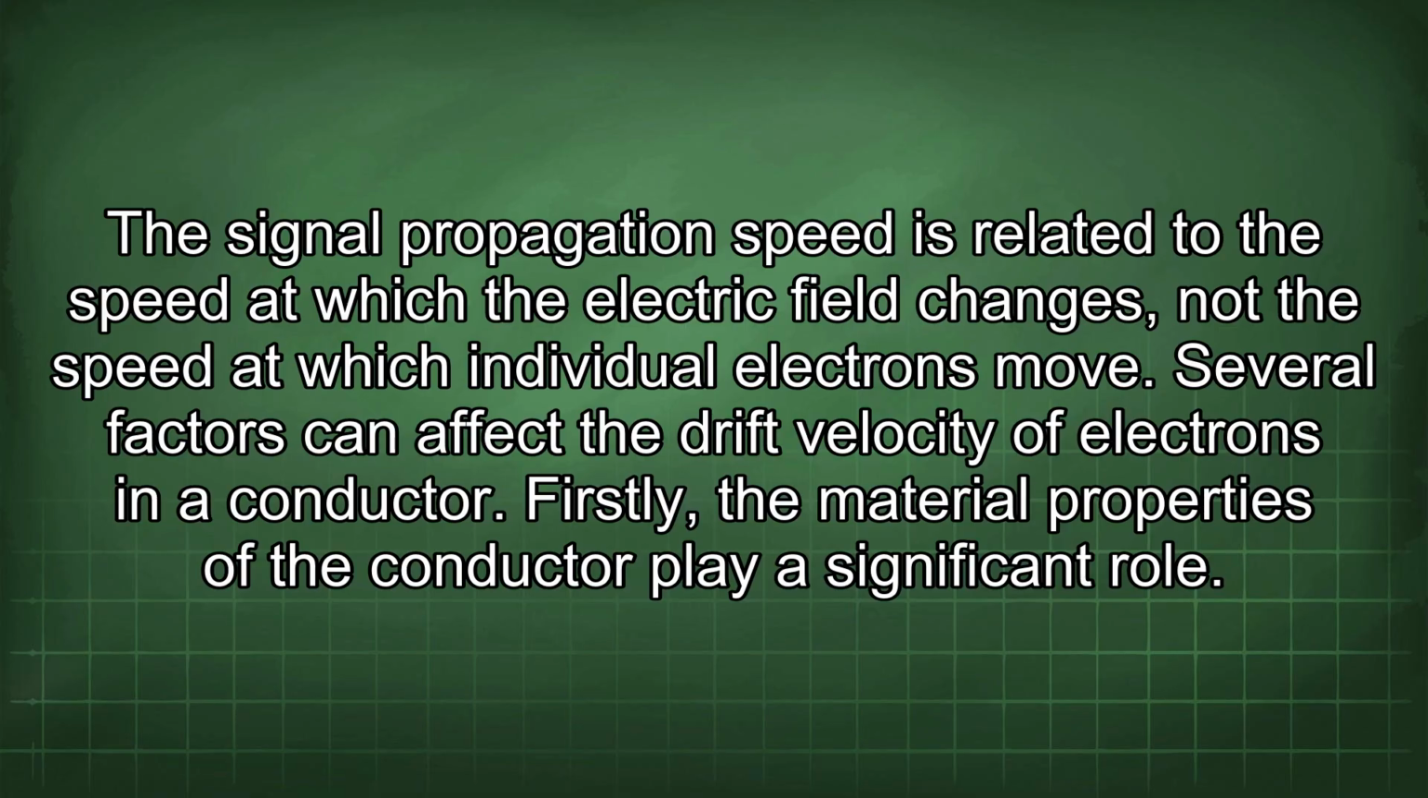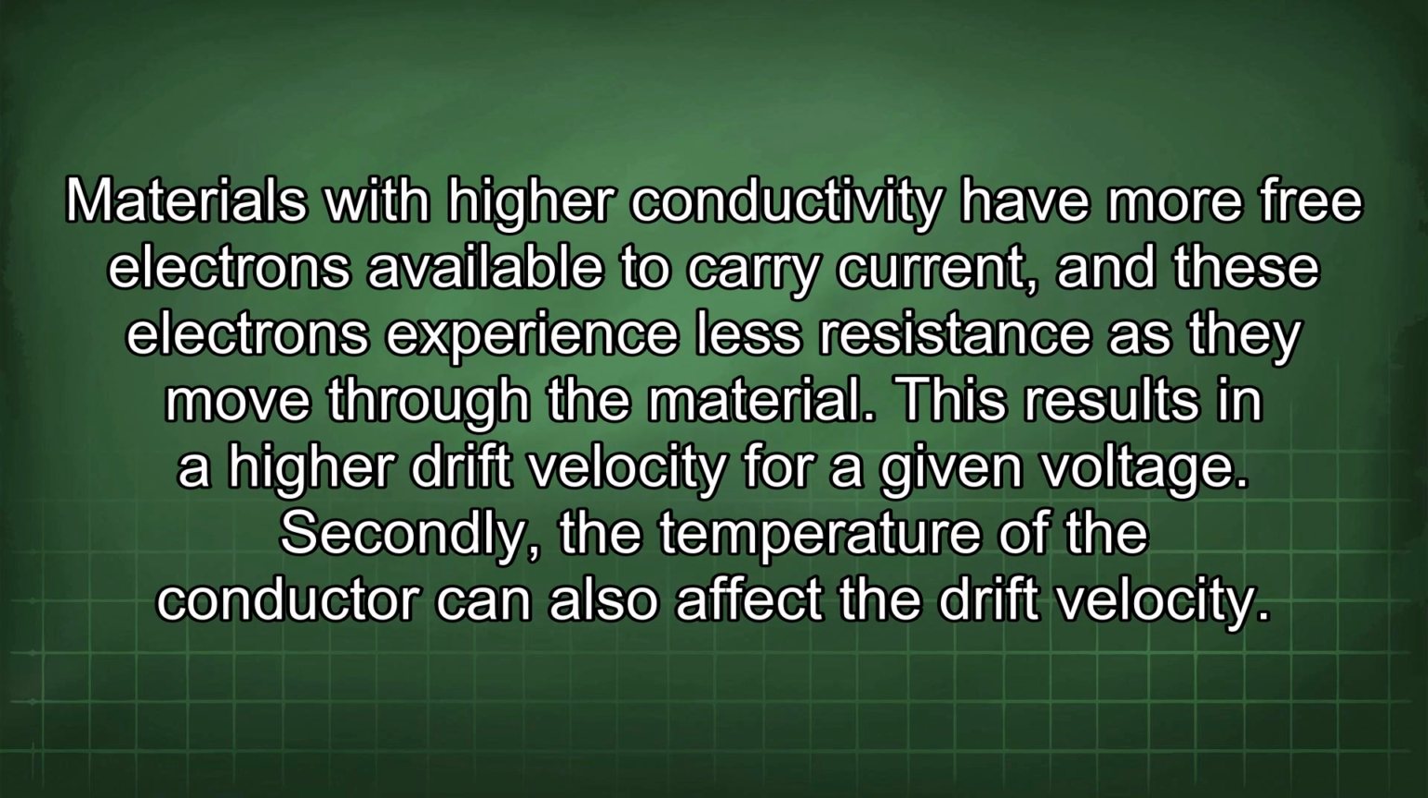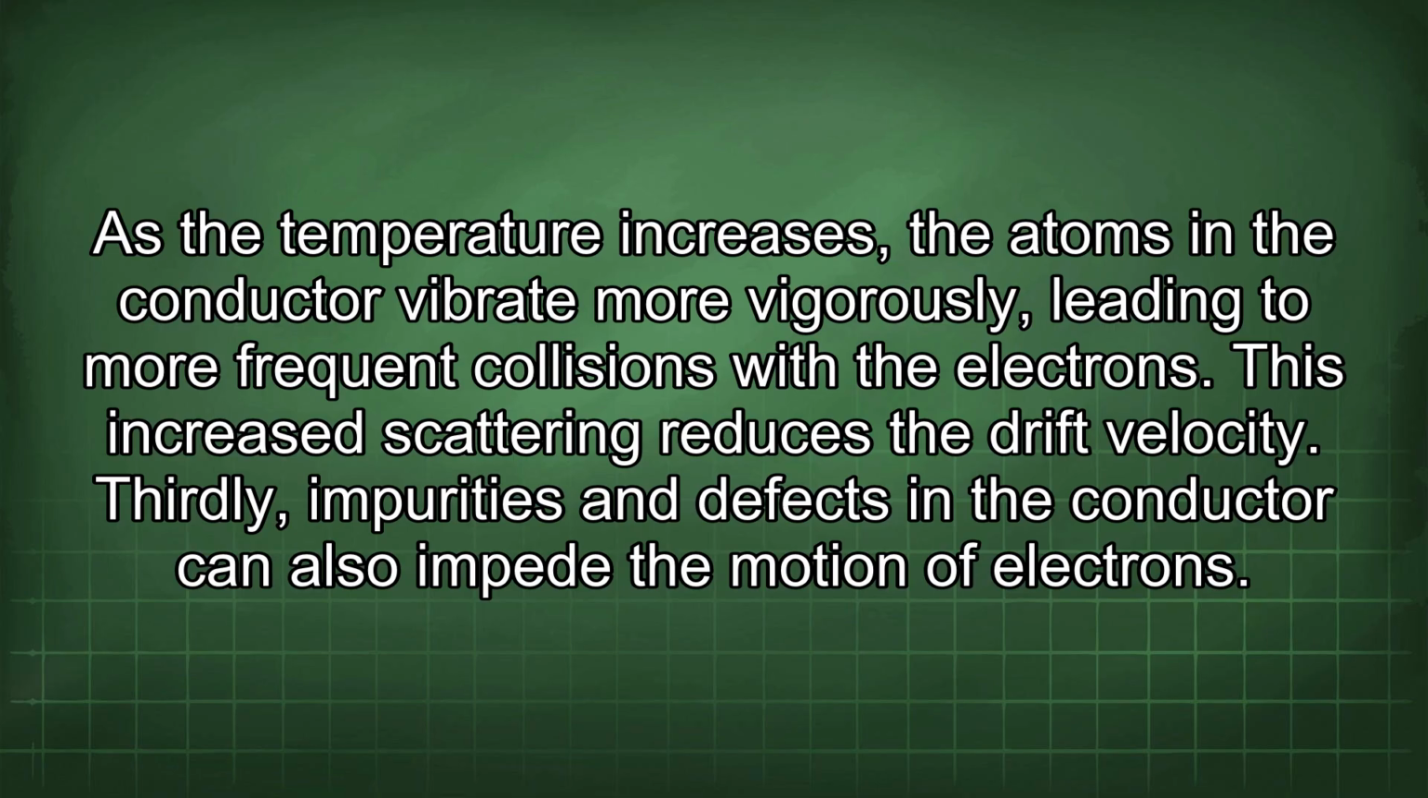Firstly, the material properties of the conductor play a significant role. Materials with higher conductivity have more free electrons available to carry current, and these electrons experience less resistance as they move through the material. This results in a higher drift velocity for a given voltage. Secondly, the temperature of the conductor can also affect the drift velocity. As the temperature increases, the atoms in the conductor vibrate more vigorously, leading to more frequent collisions with the electrons. This increased scattering reduces the drift velocity.